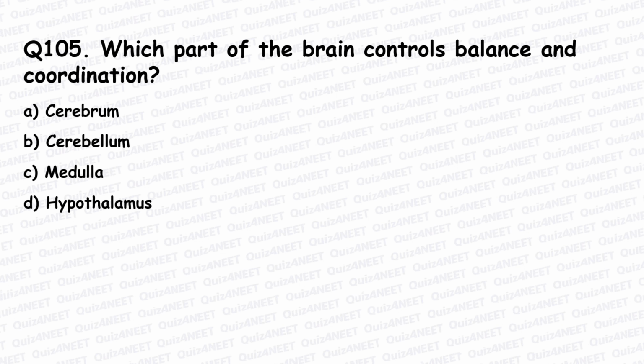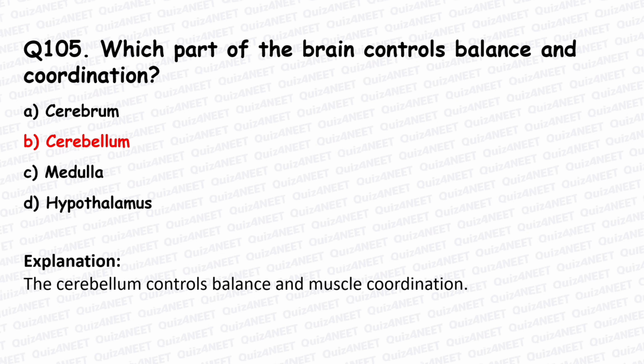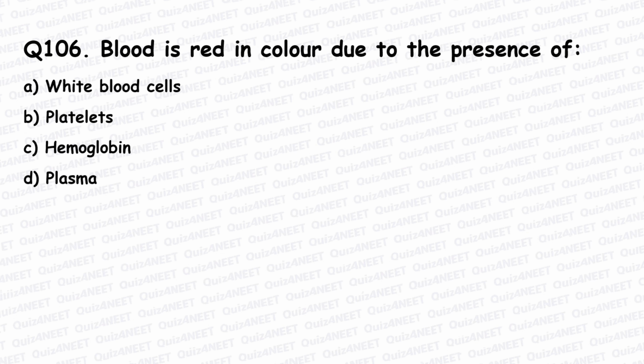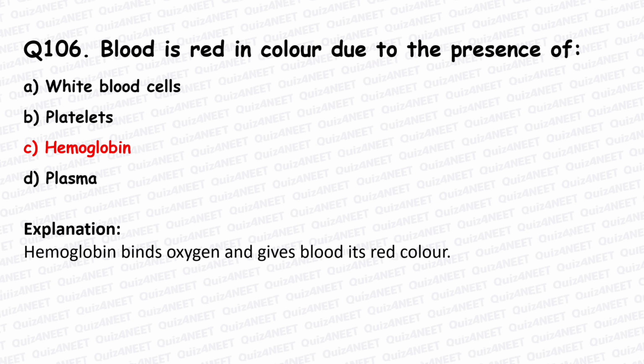Q105. Which part of the brain controls balance and coordination? A. Cerebrum, B. Cerebellum, C. Medulla, D. Hypothalamus. Answer B, cerebellum. Explanation. The cerebellum controls balance and muscle coordination. Q106. Blood is red in color due to the presence of A. White blood cells, B. Platelets, C. Hemoglobin, D. Plasma. C. Hemoglobin. Hemoglobin binds oxygen and gives blood its red color.